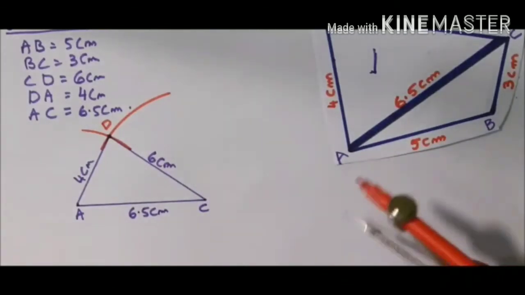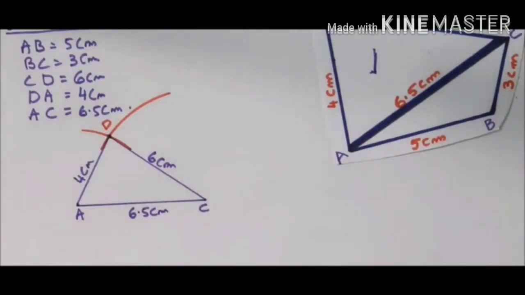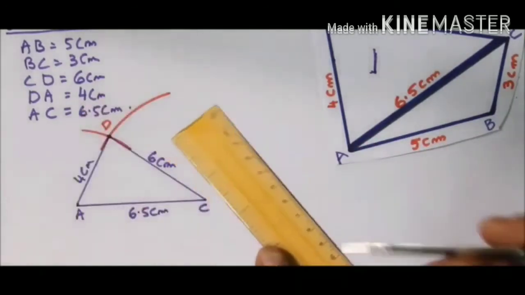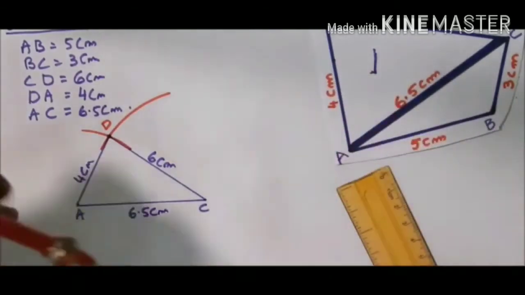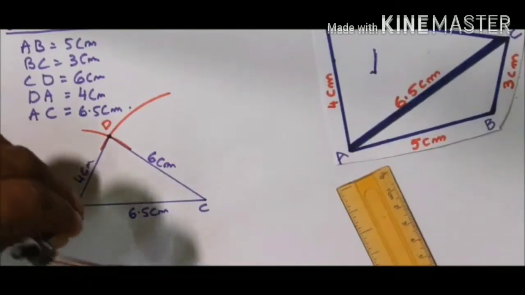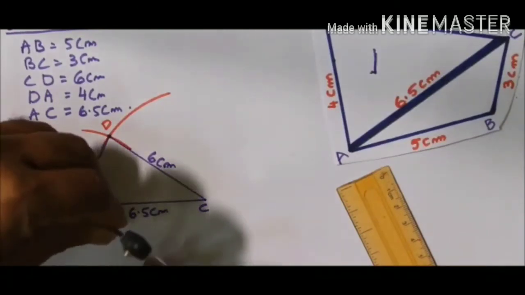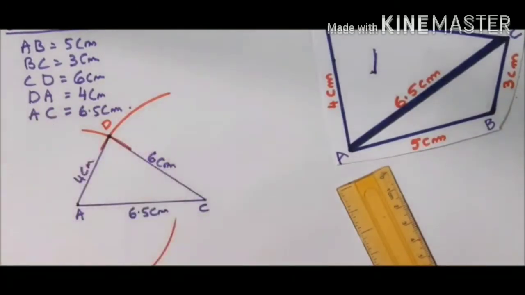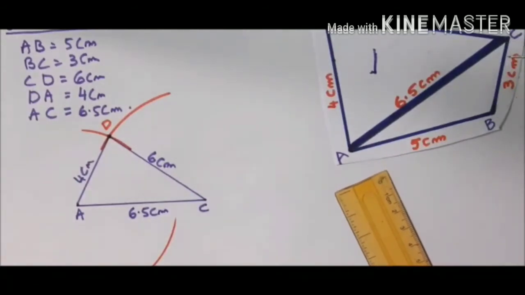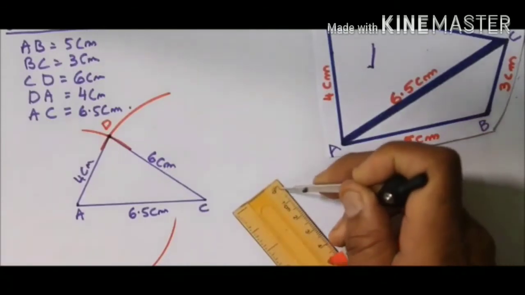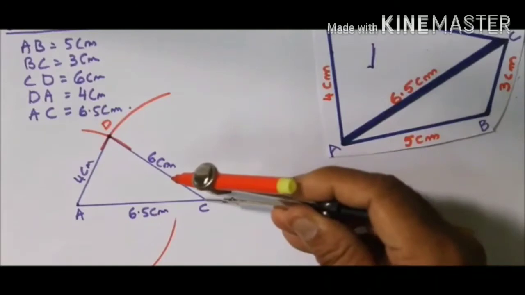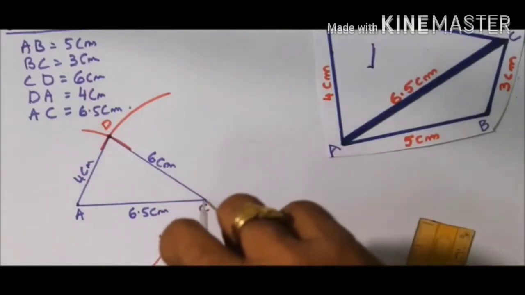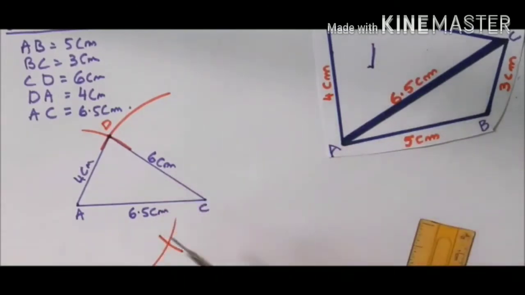Now AB is 5 centimeter. Set the radius 5 centimeter again. So draw an arc downwards because you get another triangle downwards. Next, CB or BC, same. So BC is 3 centimeter. I take the radius 3 centimeter. With center C, cut this arc. So we got the point B.